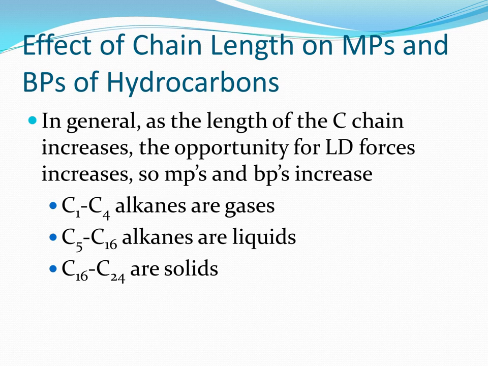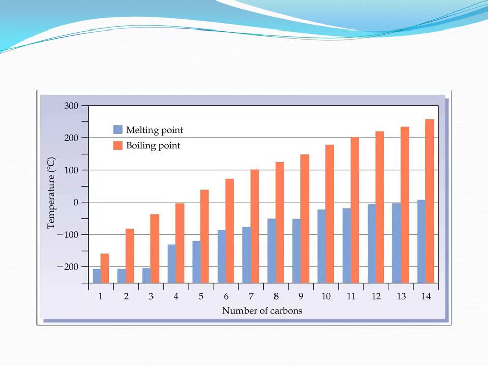This is why some hydrocarbons are gases, like propane, which is used to fuel barbecues, while some hydrocarbons are liquids, like octane, which is used to fuel cars. Some hydrocarbons with really long carbon chains are even solid at room temperature. Here you can see the increasing melting and boiling points that are observed as the chain length increases.